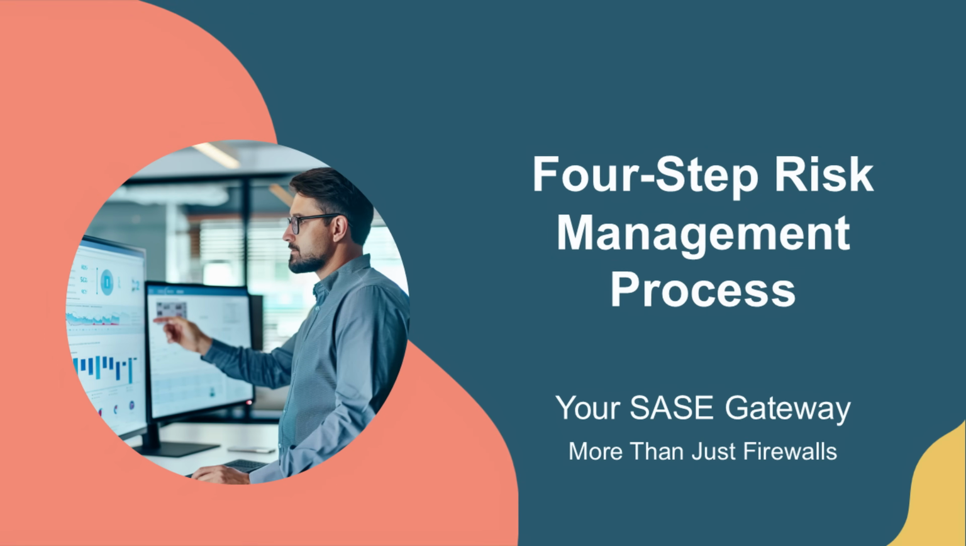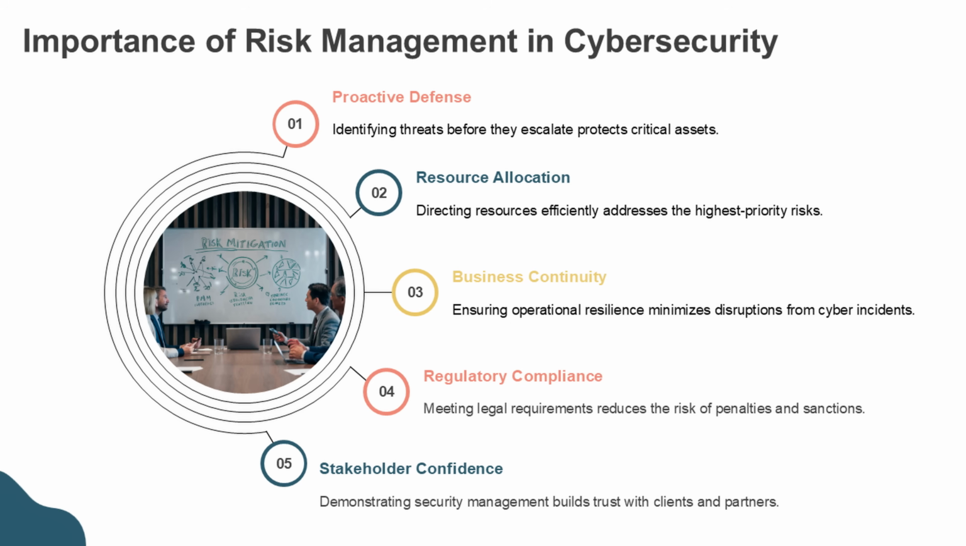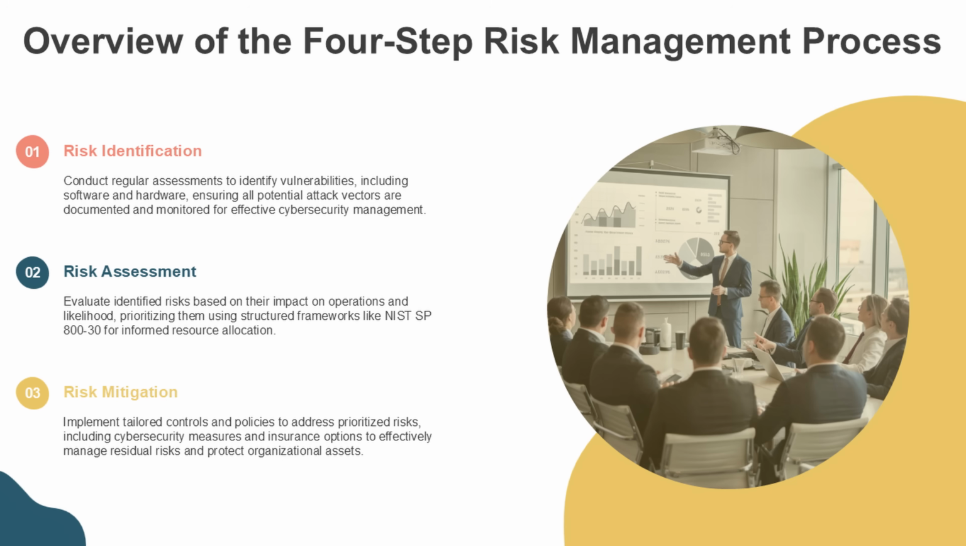The cybersecurity risk management process is a structured, 4-step approach that forms the backbone of effective security strategies in SASE environments. This methodical framework enables organizations to address cyber threats while maintaining operational efficiency in a systematic manner. The 4 steps include risk identification, risk assessment, risk mitigation, and risk monitoring and review.